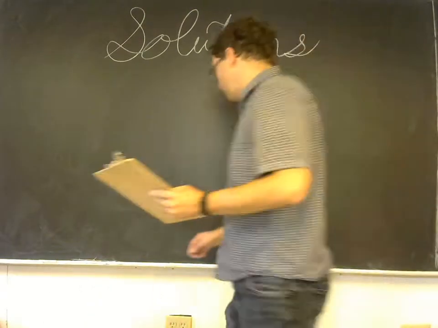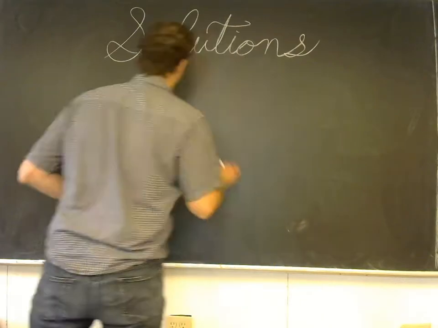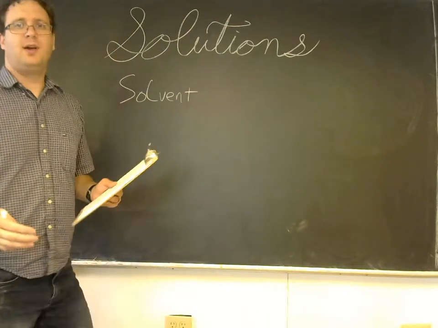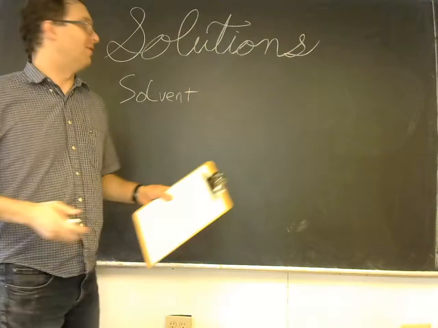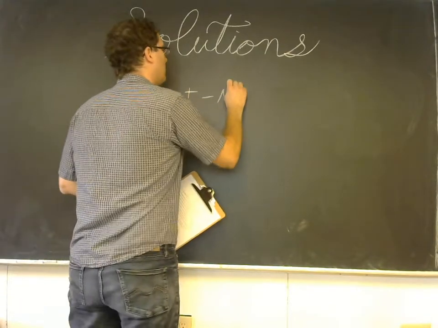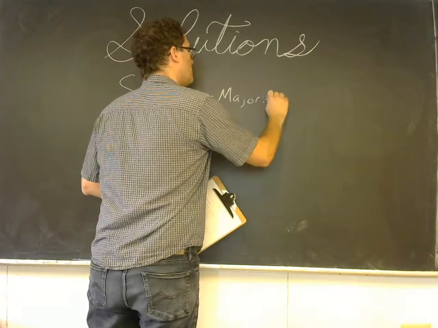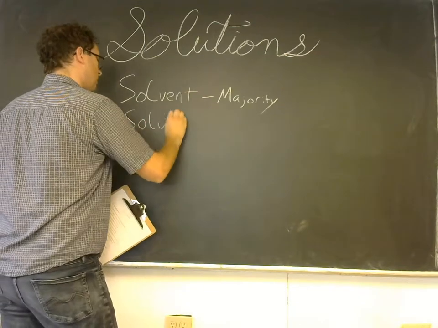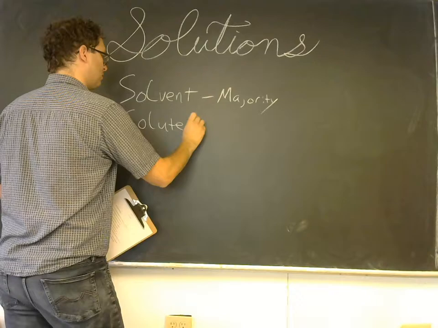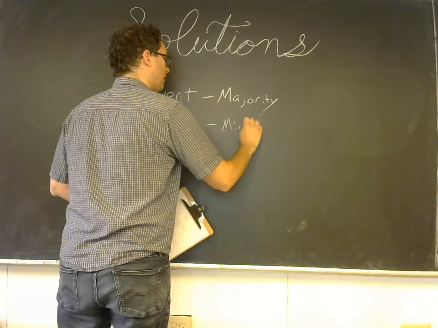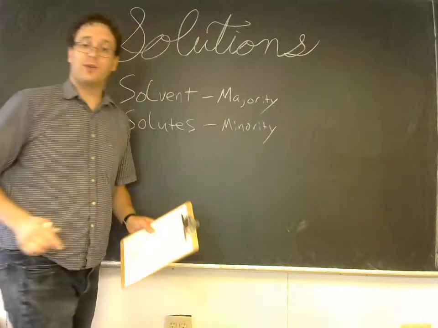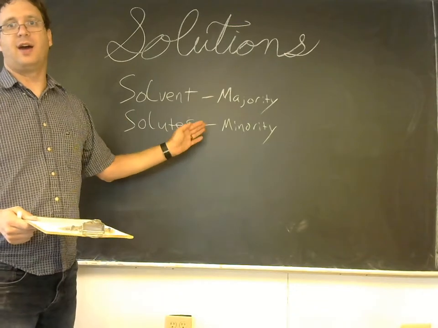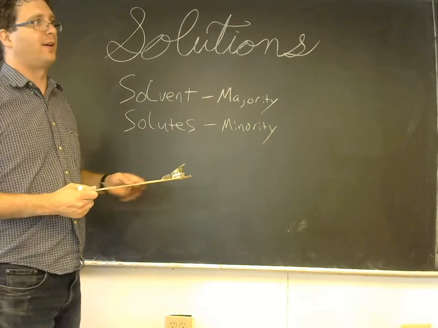So in a solution, you're going to have two categories. You'll have the solvent, and the solvent is technically whatever you have the most of. So it is the majority component. You'll have solutes, and solutes are any minority components. You can have more than one solute, and they're anything that is a minority component.